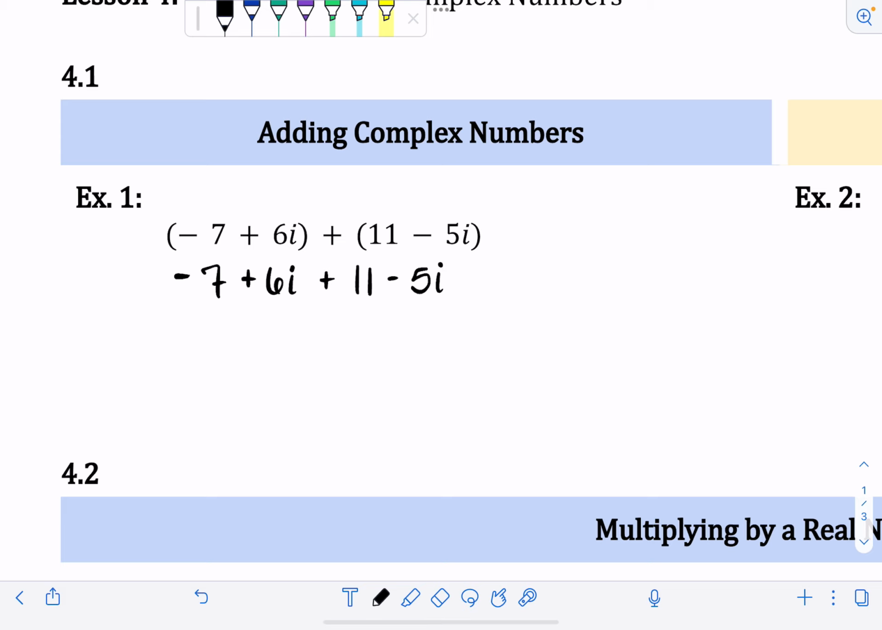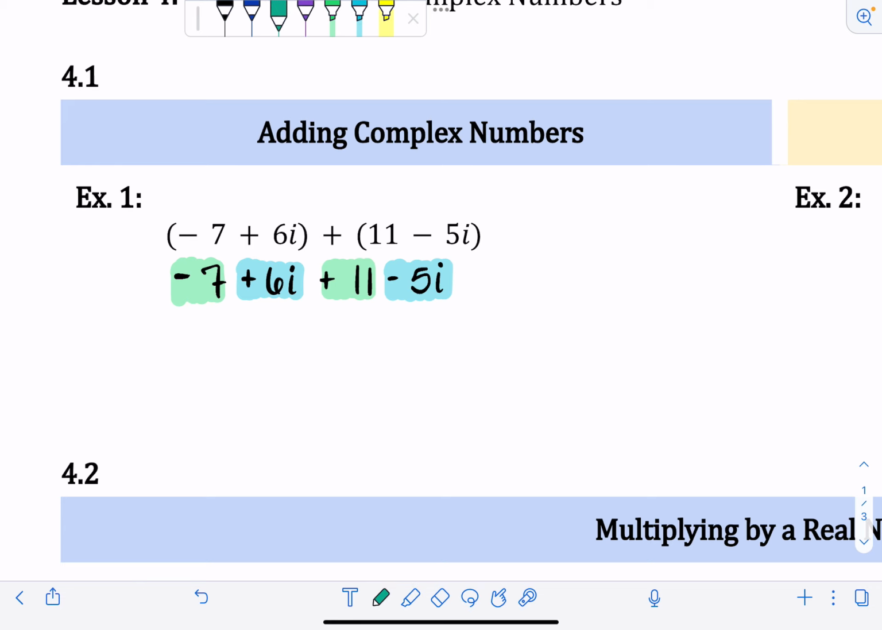Now I'm going to identify what are the real parts of these complex numbers and what are the imaginary parts. I have a negative 7 and an 11 that are both the real part because they don't have i attached to them. And for the imaginary parts, I have a positive 6i and a negative 5i, and those are the imaginary parts because they do have i.